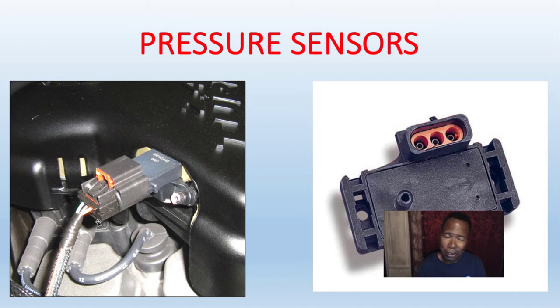Meaning when the throttle opens up, my pressure increases, vacuum decreases. That tells the PCM the vehicle is under a load. The signal wire generates a high voltage back to the PCM, indicating the car needs more fuel to help compensate for the load.